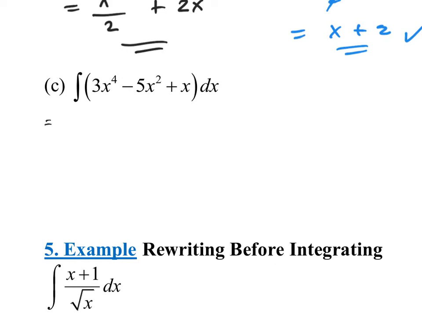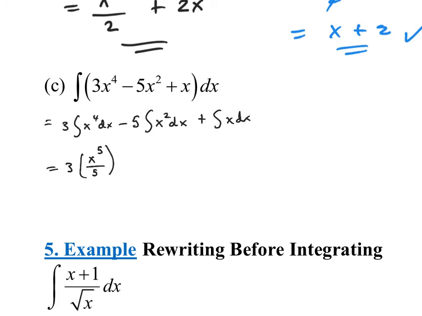So what are we going to do? We're going to separate it. This is going to be 3 times the antiderivative of x to the fourth with respect to x, minus 5 times the antiderivative of x squared with respect to x, plus the antiderivative of x with respect to x. Look at each part individually. So this first one would be 3 times, well, the antiderivative of x to the fourth, we have to raise it to the power plus 1, which would be 5, and divide it by the same number.